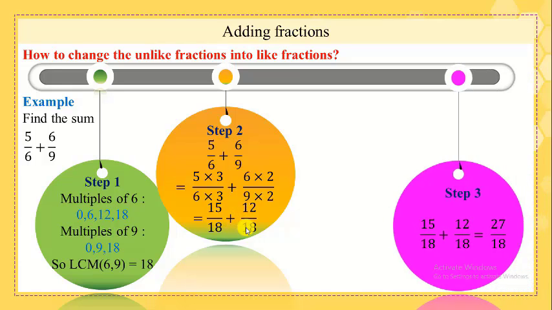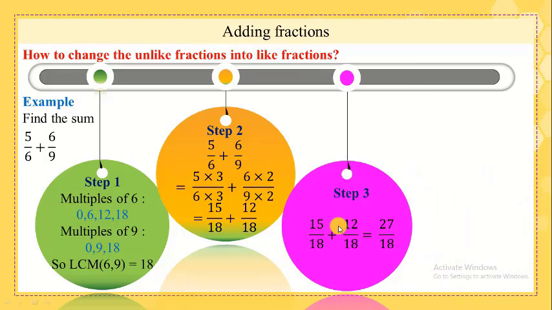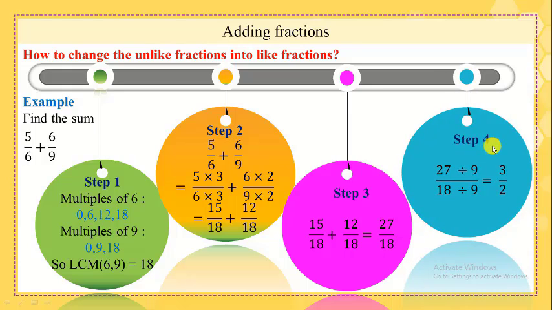And now in the third step, add the numerators and keep the denominator the same. So 15 over 18 plus 12 over 18 is equal to 27 over 18. And finally, in the fourth step, simplify this sum, that is, divide the numerator and the denominator by their GCF. The GCF of 27 and 18 is 9, so divide by 9. 27 divided by 9 is equal to 3, and 18 divided by 9 is equal to 2. 3 over 2 is in the simplest form.